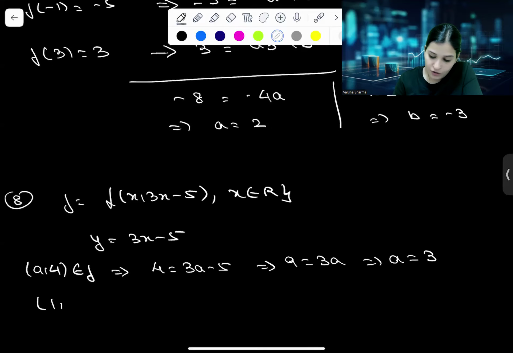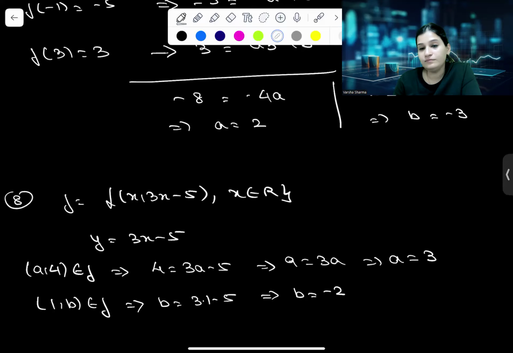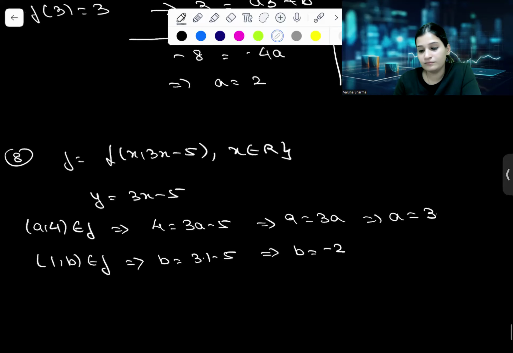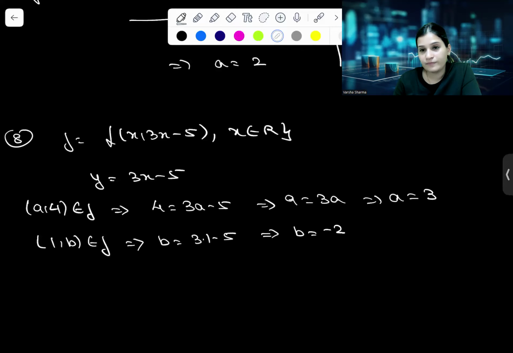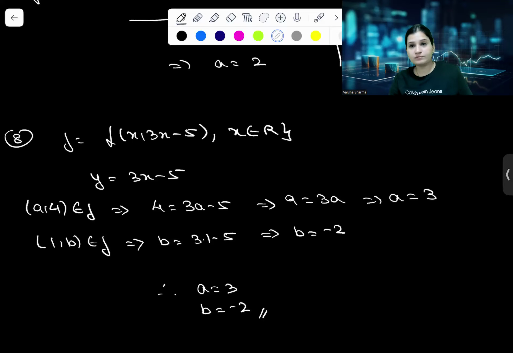Then we have 1 comma b belongs to f. So b equals 3 into 1 minus 5. B equals minus 2. So a is 3 and b is minus 2. Any doubts? Any problem? No, ma'am.